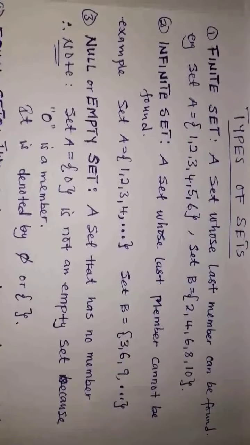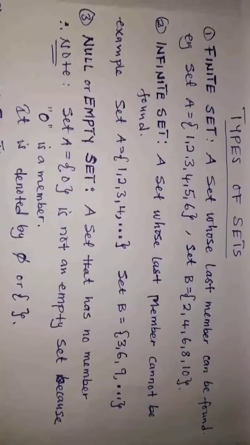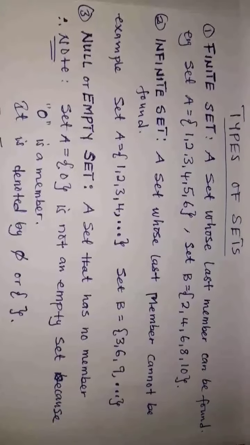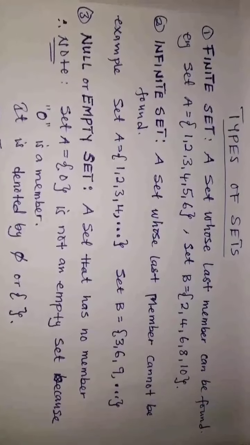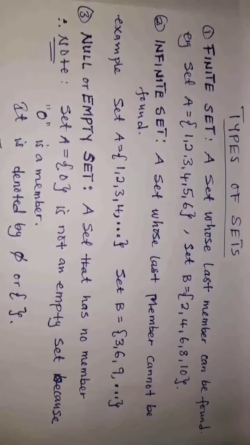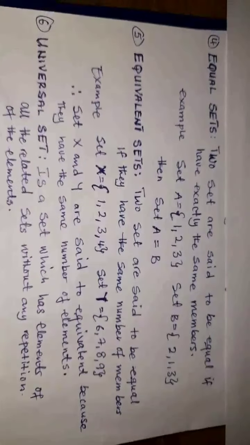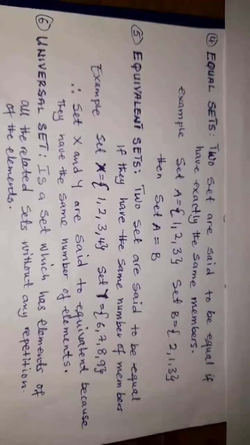So this is the sign denoted by the empty set. When you see that sign, you should know that it is an empty set we are talking about. Good. From an empty set, we move to equal sets.